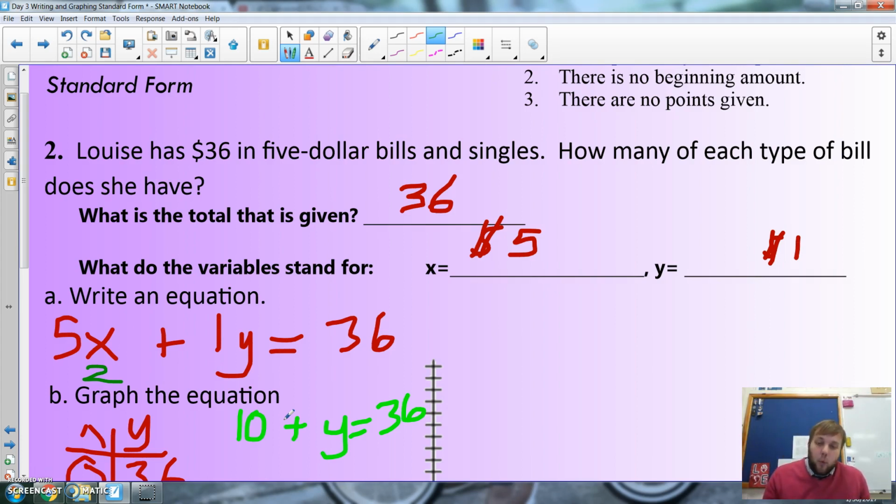So how do I solve for y? Well, this is algebra, minus 10. Minus 10, minus 10. So how many y's do I need? 26. That's going to be my answer for part C.